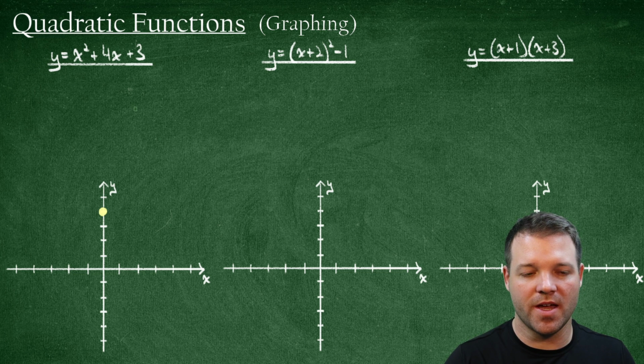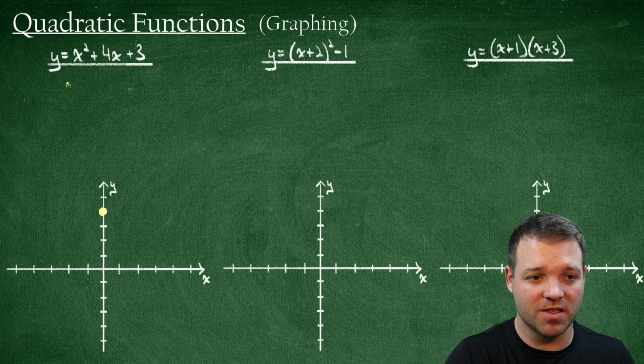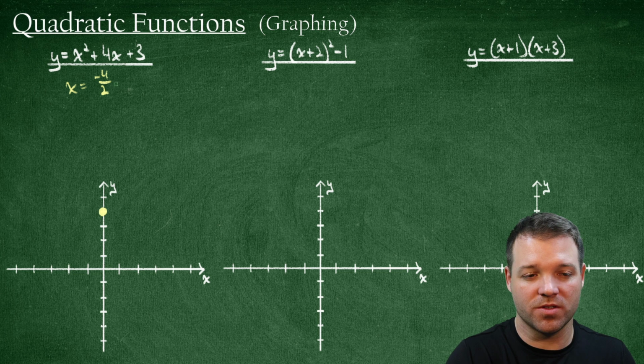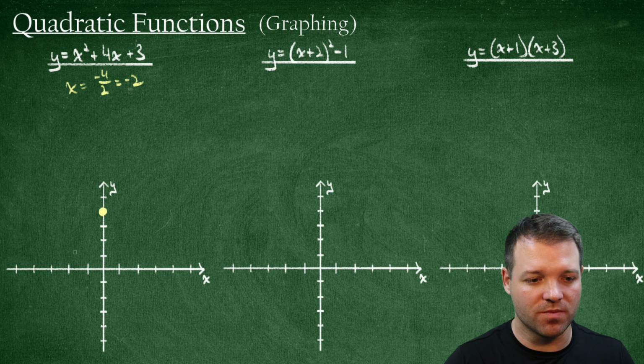Well, I can figure out the axis of symmetry. Remember, the axis of symmetry is x is equal to negative b over 2a. So that's negative 4 over 2a. In this case, a is 1, so it's just 2 times 1, which means that the axis of symmetry is going to be negative 2. So let's go ahead and put that in. And remember, that's not actually a part of the graph, so I'm going to put a dotted line in there.